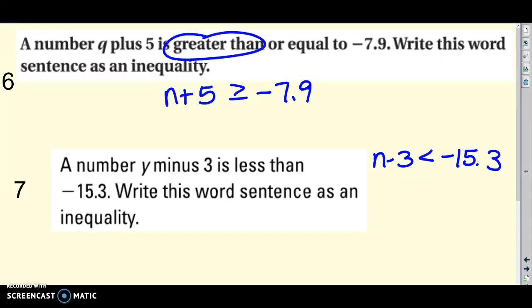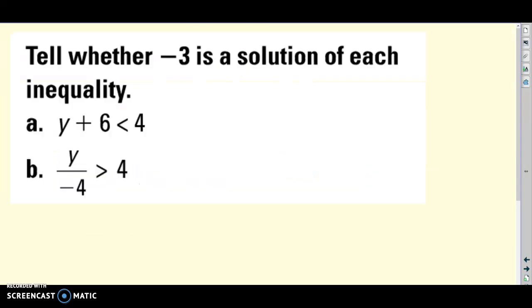Greater than, I turned into this symbol. Less than was that symbol. And just make sure your variable is always on the left-hand side. It should come first as you read it from left to right.